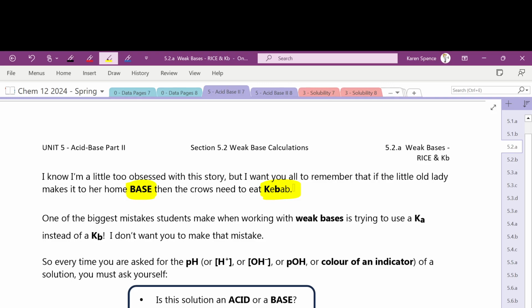And if it says base, it's going to accept a proton. Yes? And you're going to use KB. Okay.